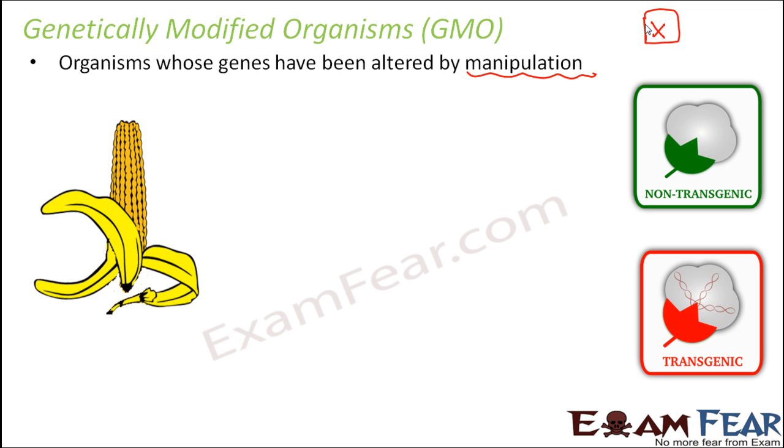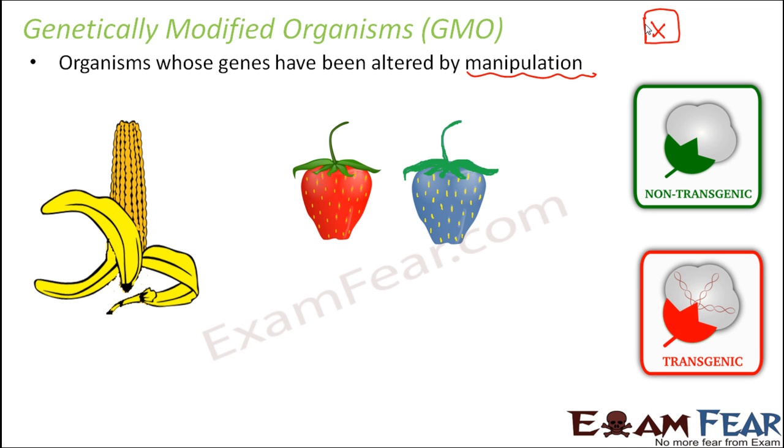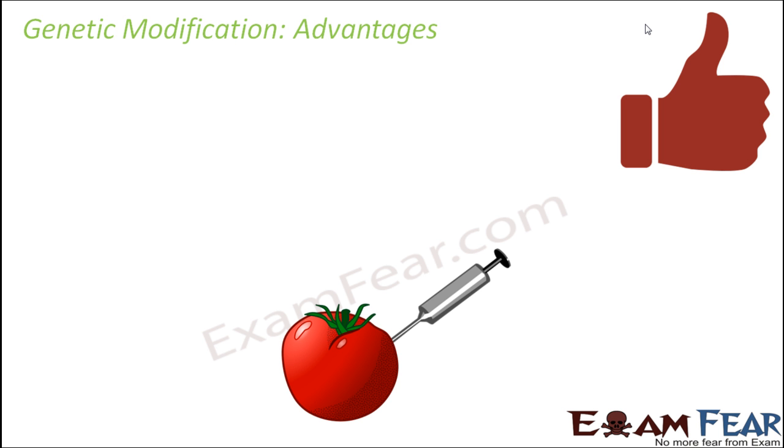You can look at these examples where you see it is mix and match between a corn and a banana. This is how a strawberry might look like. You see, a strawberry normally is red in color, but if you want, you can have a strawberry which is blue in color. So how did you get that blue color? A gene which is responsible for imparting it blue color has been inserted into this strawberry, and that is why it is blue in color.